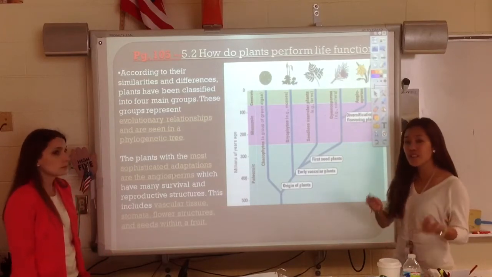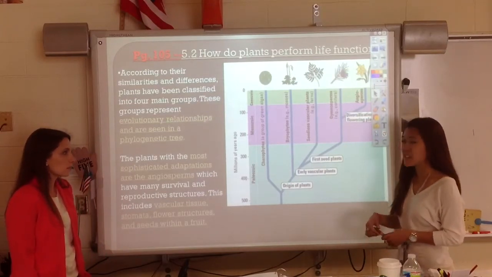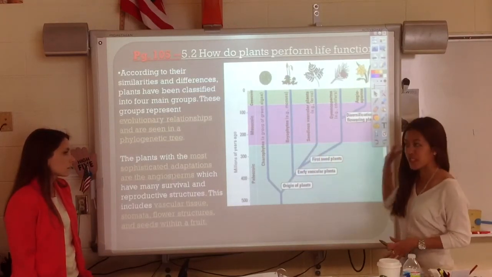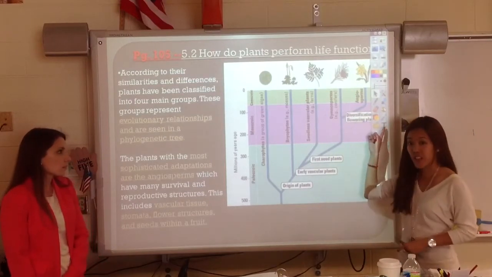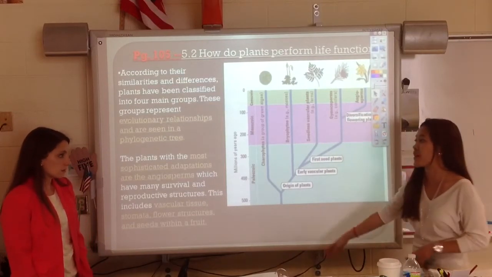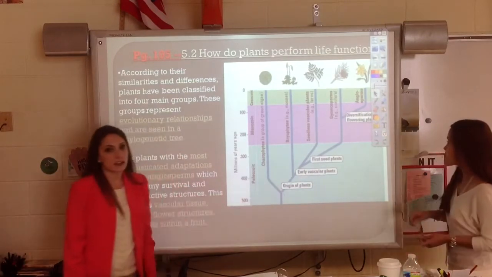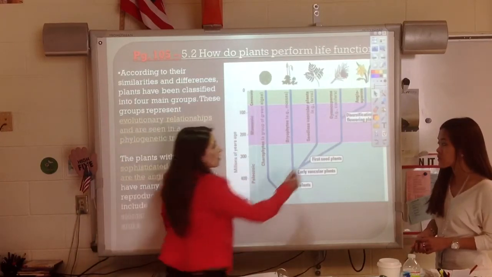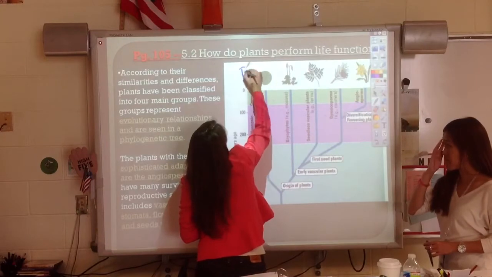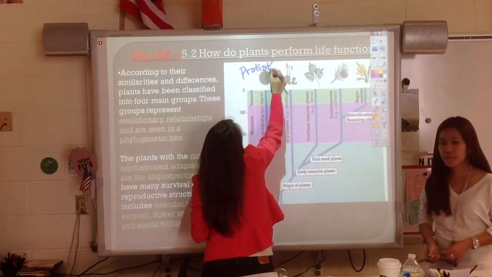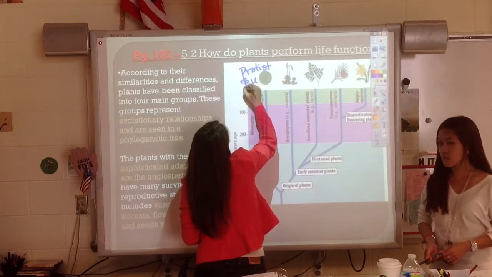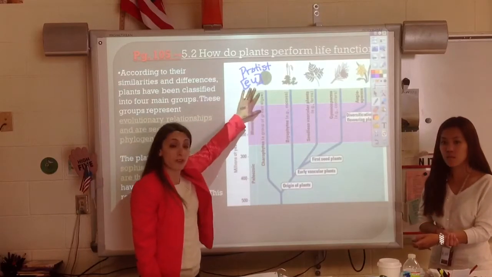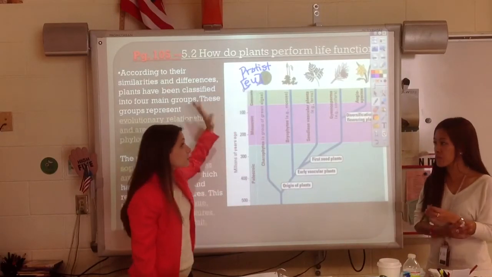Okay. So according to the similarities and differences that plants have, we've actually classified them into 4 main groups. And these groups are going to represent those evolutionary relationships. And that's seen in this phylogenetic tree. So a little bit of a review of our last unit as well. So if we stop and look at this phylogenetic tree, it shows us that branching off first is actually green algae. Remember, green algae is actually a protist. This is from kingdom Protista. It is eukaryotic, but it's called Protista. So the land plants are very similar to green algae, but they're multicellular.